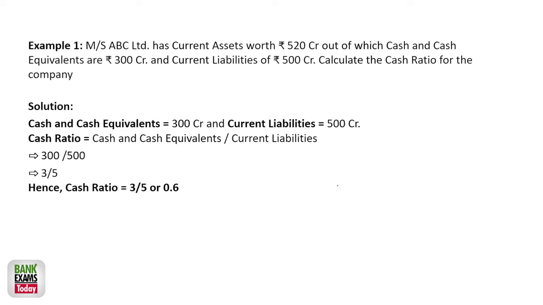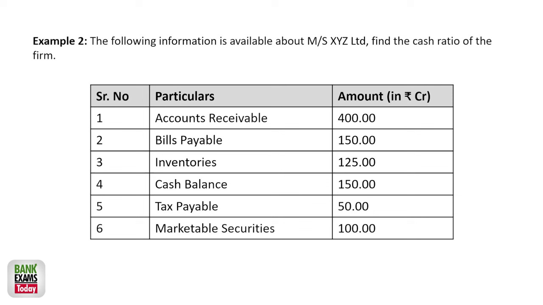So let's do some questions. The same question, Messrs. ABC has current assets of 520, out of which cash equivalents are 300 crores, liabilities are 500 crores. So cash ratio is equal to 300 crores divided by 500 crores. So 0.6 is a cash ratio. So let's do the next question.